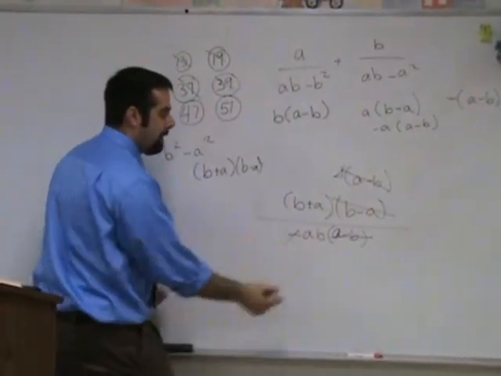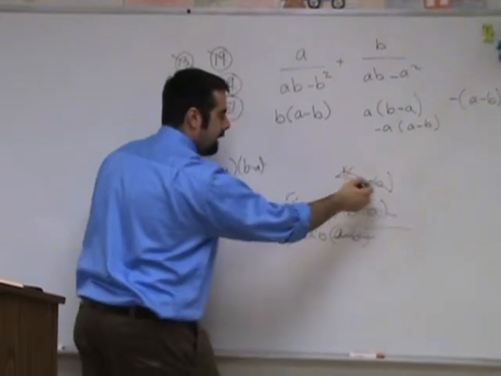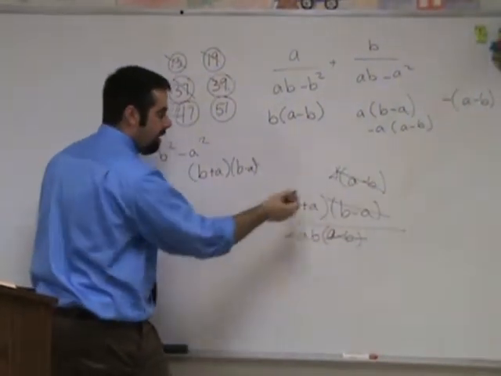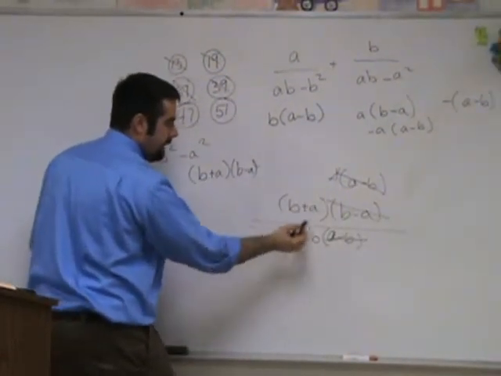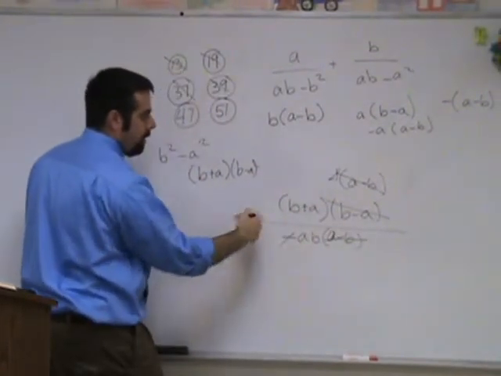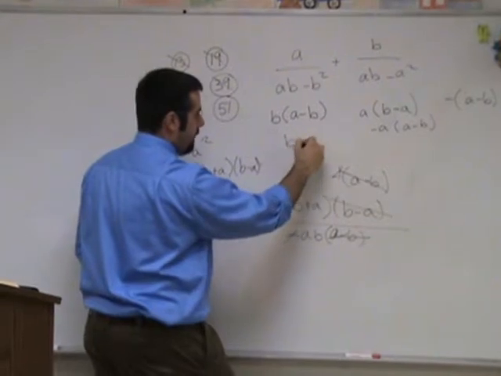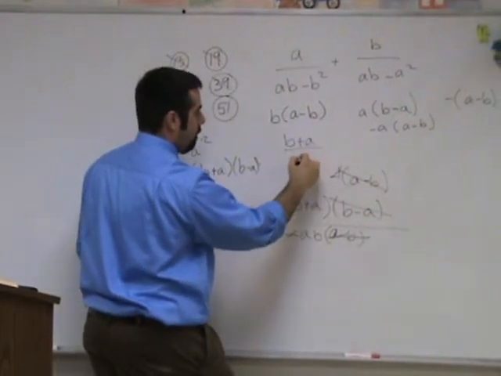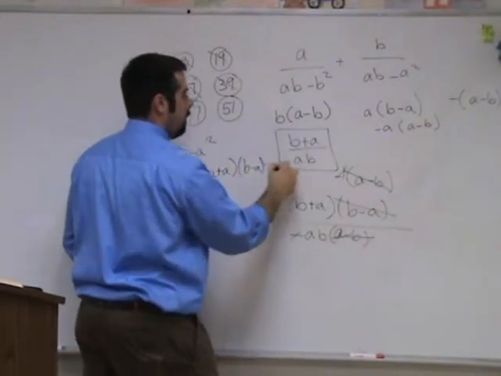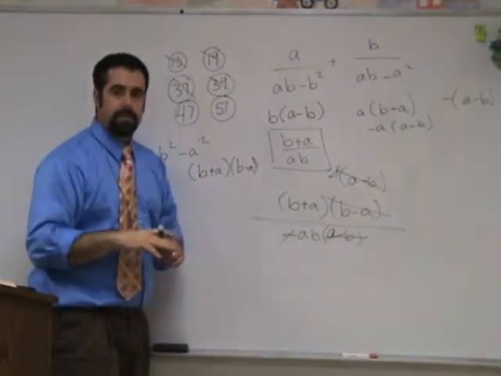Let's look at that one more time. I changed the b minus a to its opposite, a minus b, and pulled a negative out. The negatives cancel, and the a minus b's cancel. So I'm left with b plus a over ab. There's your final answer for 47.